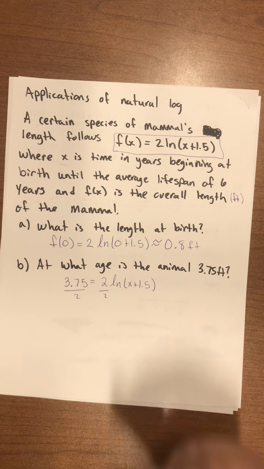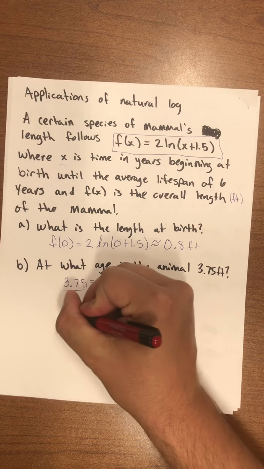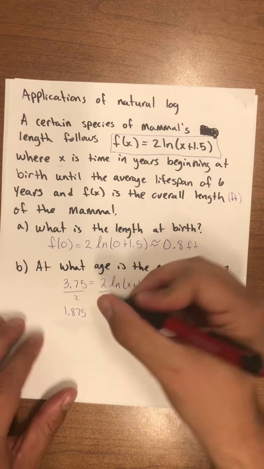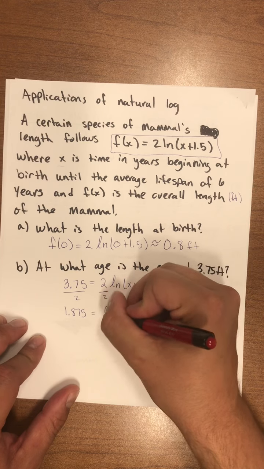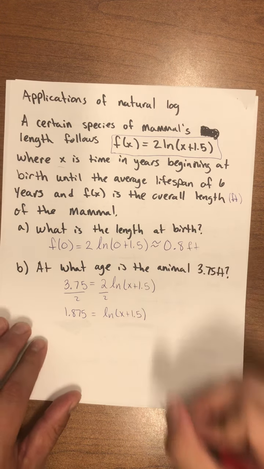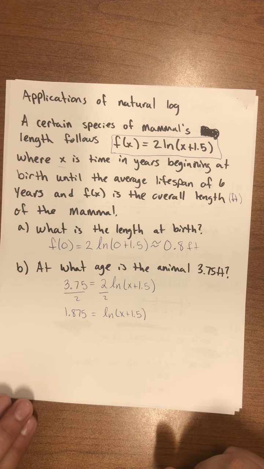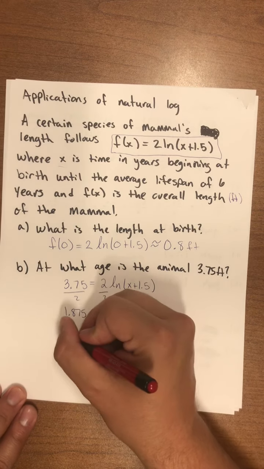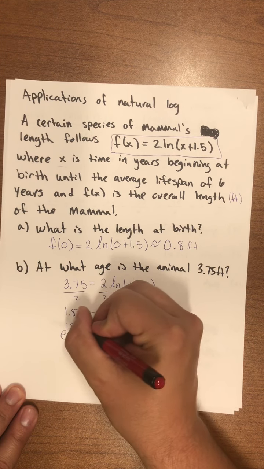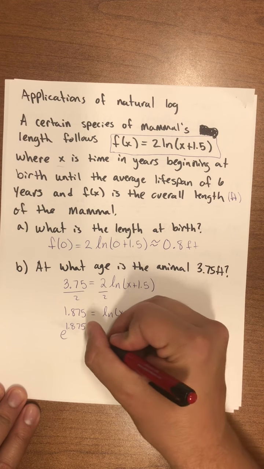And we're going to end up with a little bit of an equation here to solve. So if we have the natural log of x plus 1.5, we would exponentiate both sides using base e to cancel out that natural log. So we would take the exponential of both sides.